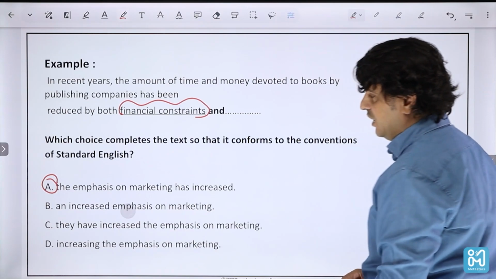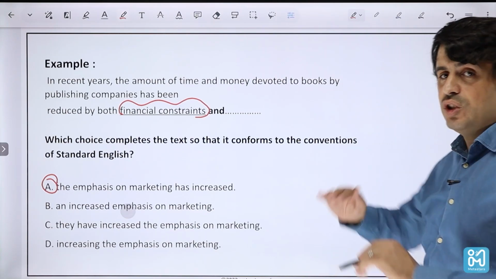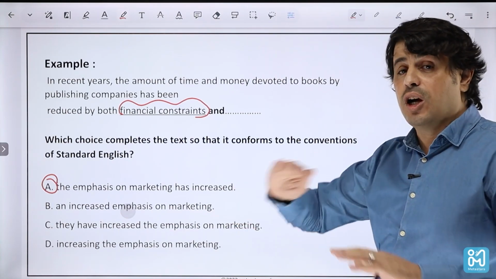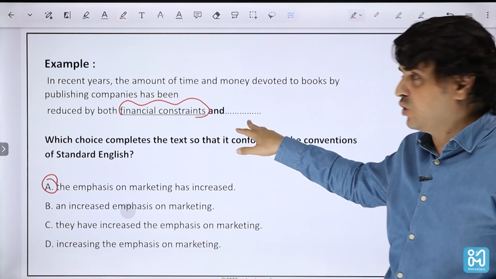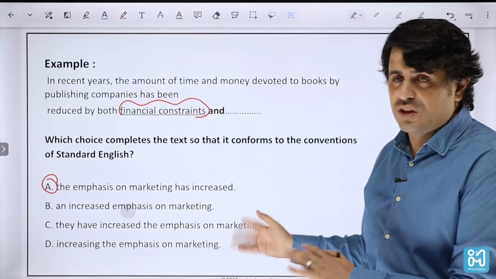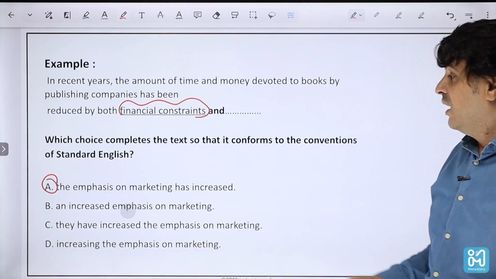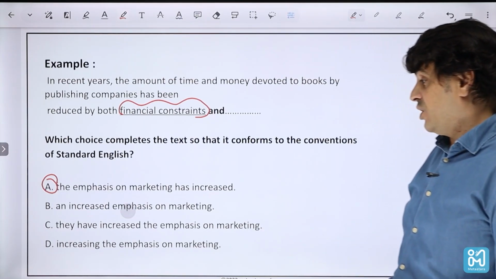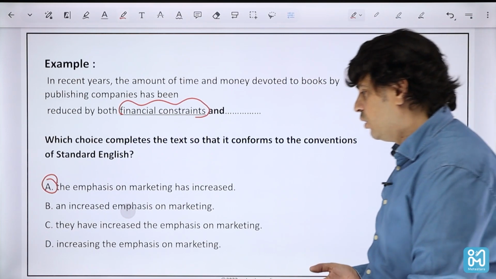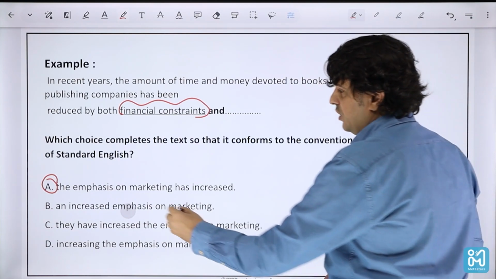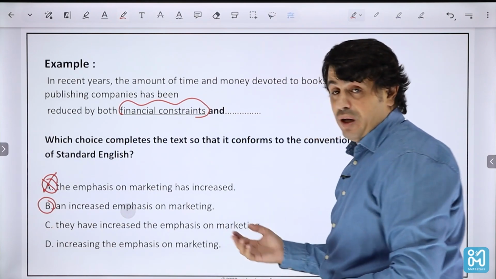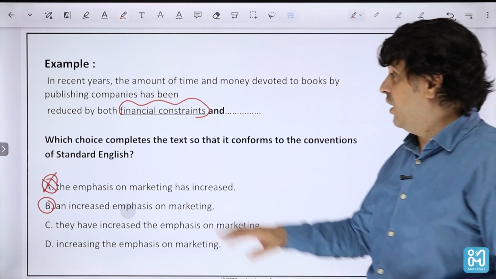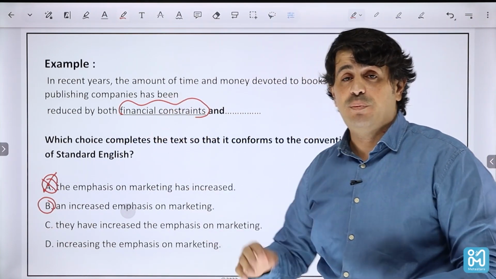Let's just consider this one here. Does it make sense if I say "the emphasis on market has increased"? This is a completely different issue. This is a whole sentence. How can I make a parallel structure with a group of words and a sentence? This one does not make sense. It says here "an increased emphasis on marketing." That's actually the right answer. This is actually wrong.